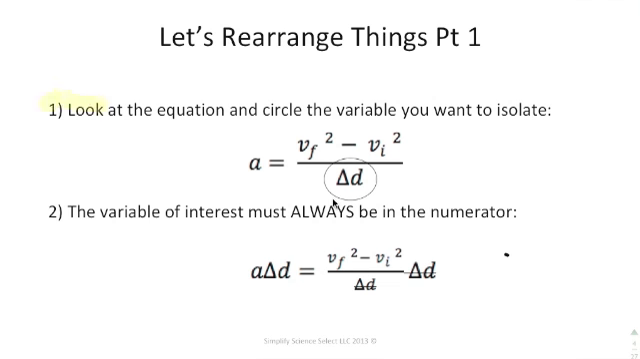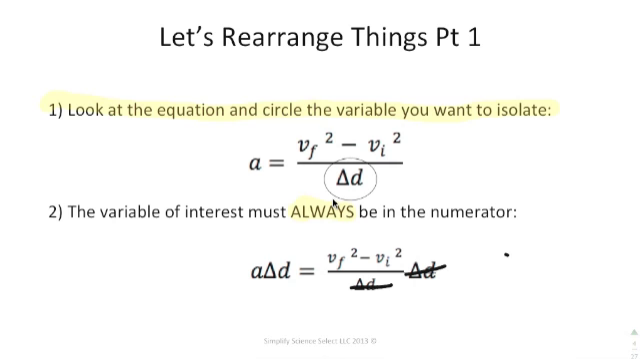So the first step is we look at the equation and circle the variable we want to isolate. Here we're circling our delta D, which is our change in distance or displacement. The next step is that the variable of interest must always, and this is very important, always be in the numerator. If there's a fraction, it has to be in the numerator. So since in our original equation we're dividing by delta D, we multiply both sides by delta D, and we see that it cancels out.